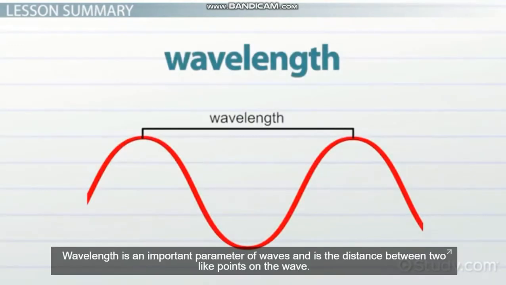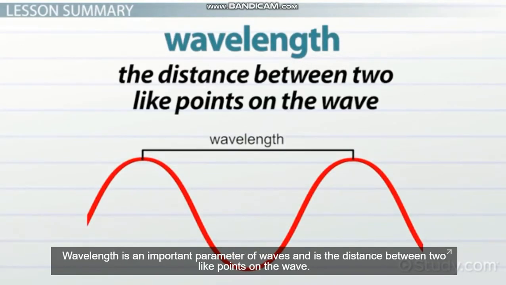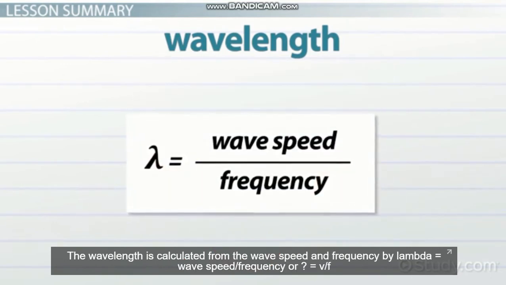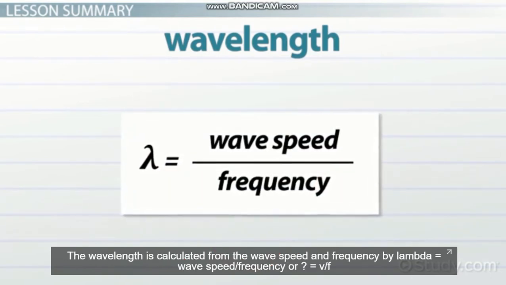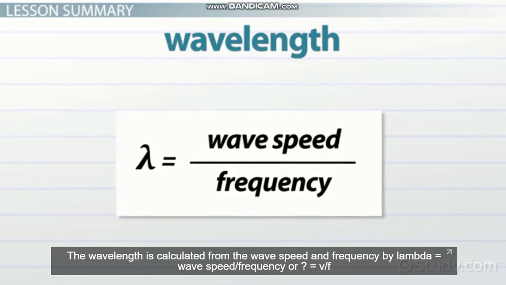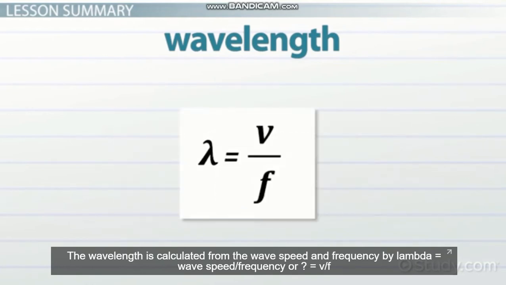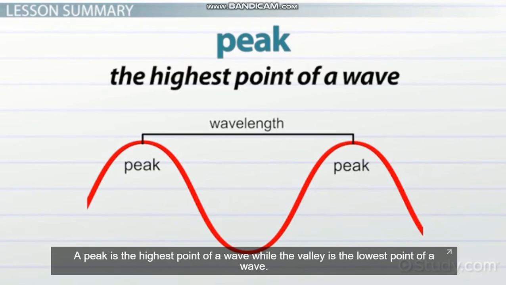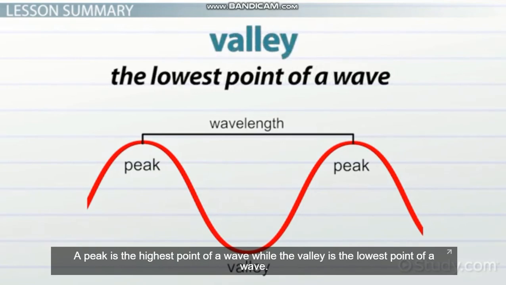Wavelength is an important parameter of waves and is the distance between two like points on the wave. The wavelength is calculated from the wave speed and frequency by lambda equals wave speed divided by frequency, or lambda equals v over f. A peak is the highest point of a wave, while the valley is the lowest point of a wave.